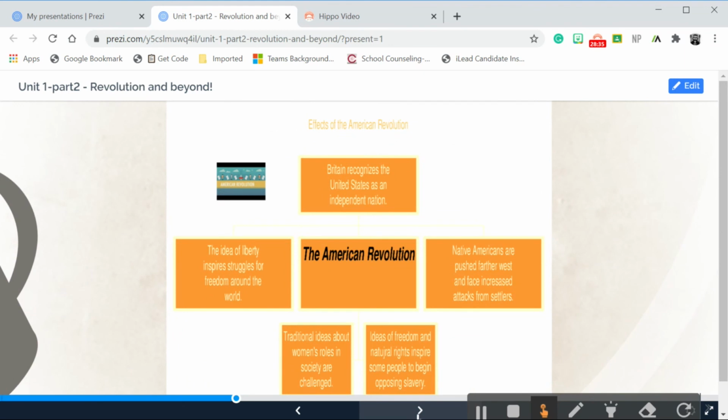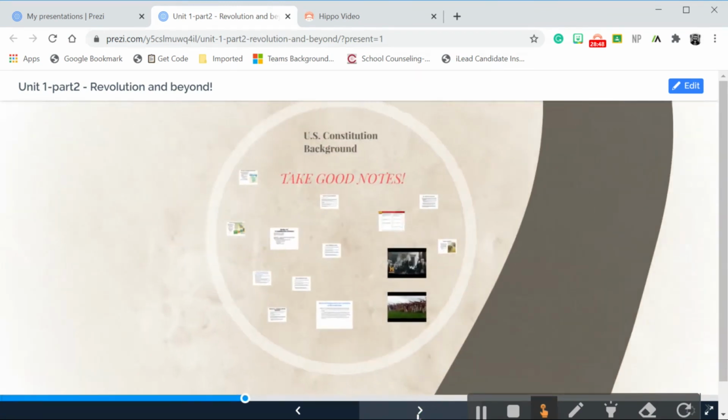All right, so that's for the most part all the effects of the American Revolution. The next unit we're going to go into, we're going to start talking about the Constitution. And we're actually going to pick up on this presentation as we start getting into the Constitution.